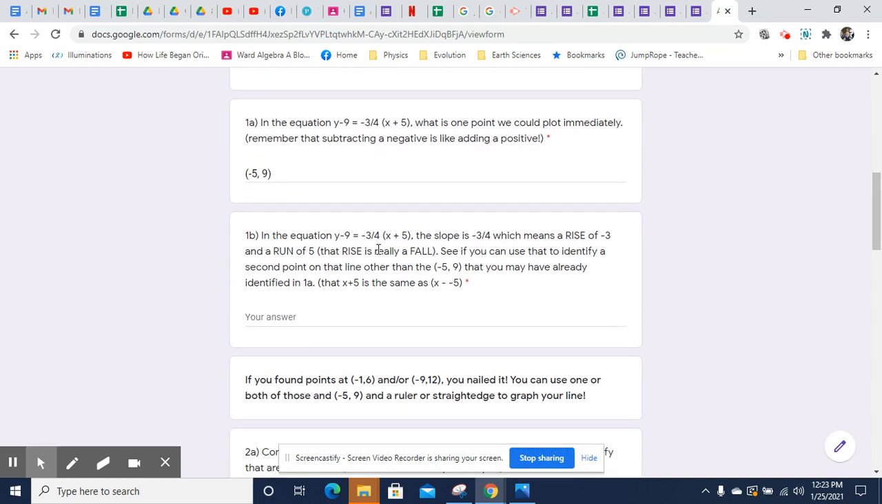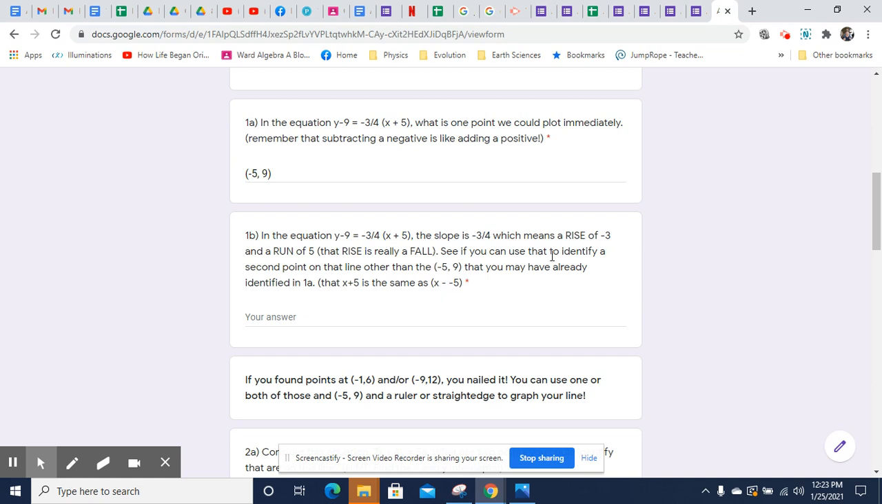Now, in 1b, it of course reveals that the point was negative 5, 9. It's here that x plus 5 came from just a x minus negative 5. That's the same dang thing. And so that's why x plus 5 leads you to an x value of negative 5. And now the slope is negative 3/4, which means a rise of negative 3 and a run of 5. That rise is really like a fall.